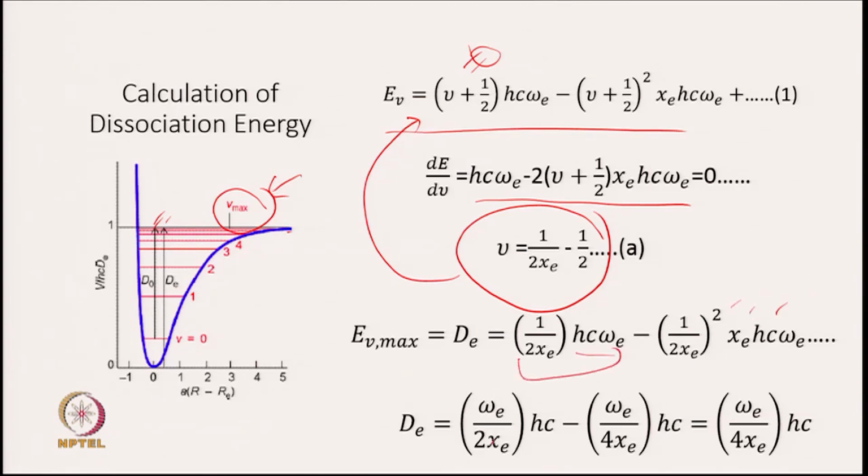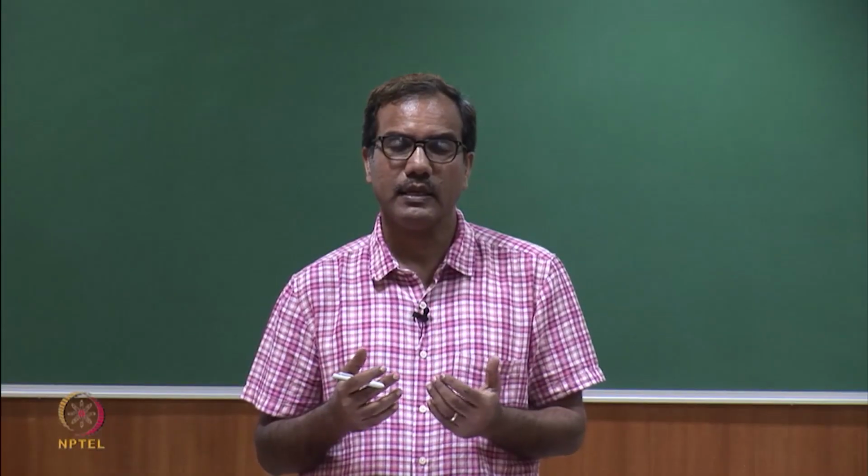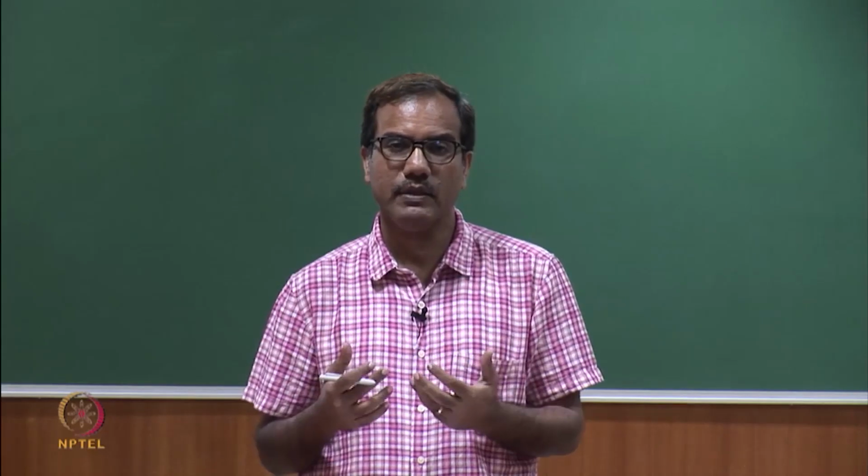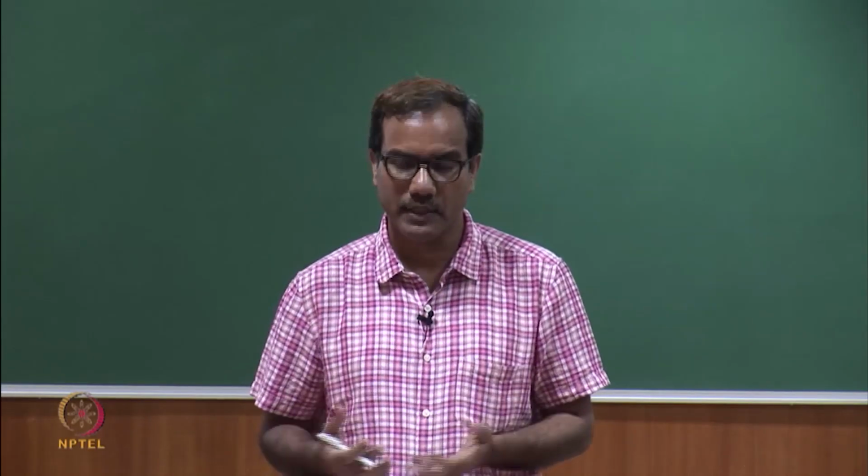So, this is basically omega e by 2 Xc hc minus, if you simplify this, what you are going to get is omega e by 4 Xc hc, which corresponds to omega e by 4 Xc into hc. So, this is the way to calculate dE, and dE is basically your maximum energy, or the energy of the vibrational level which corresponds to maximum energy.